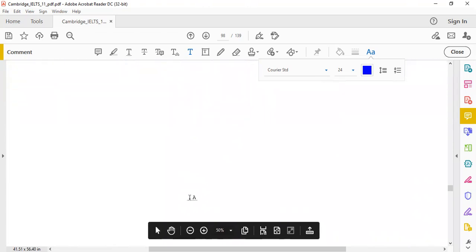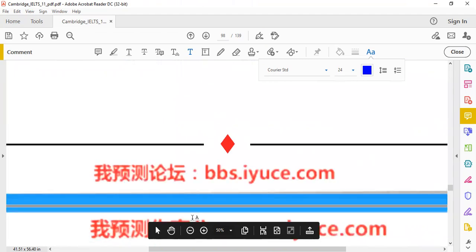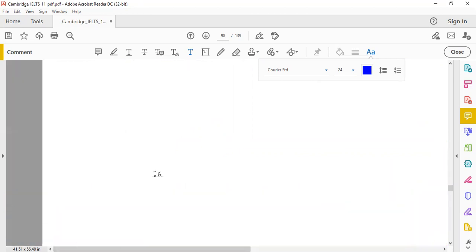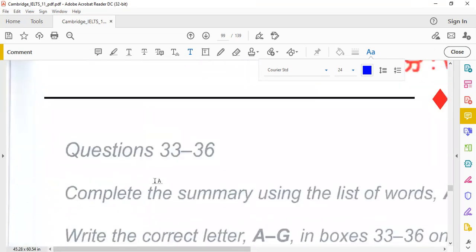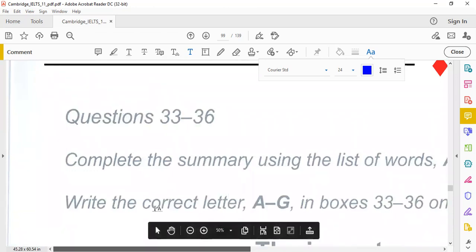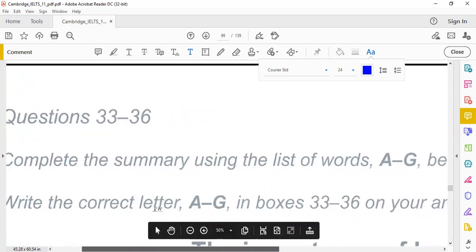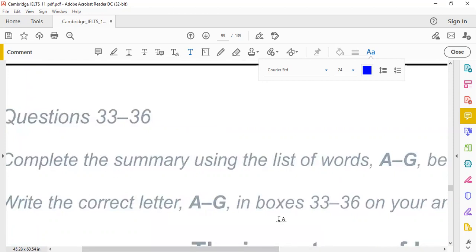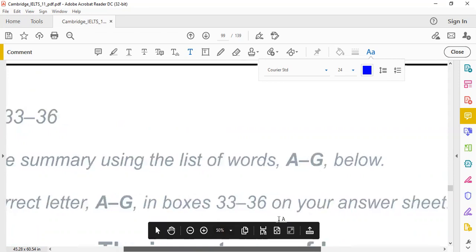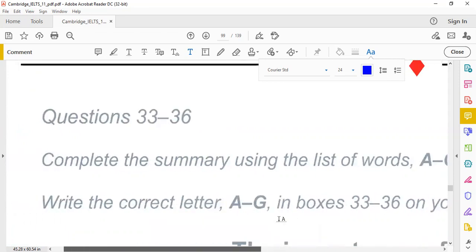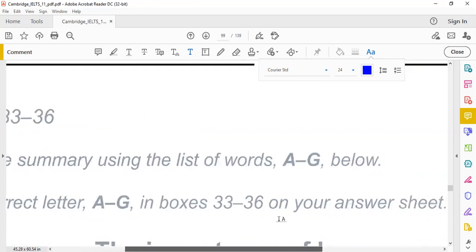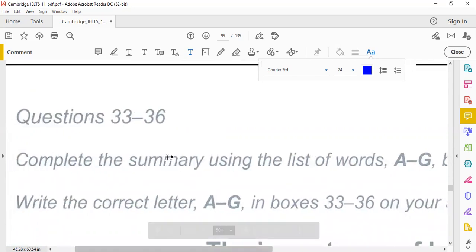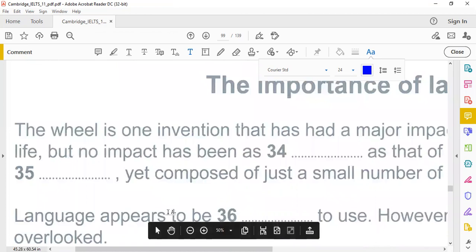Now is to see what's all paragraph. Okay, now we have question 33 to 36. Complete the summary using the list of words A to G below. Write the correct letter A to G in boxes 33 to 36 on the answer sheet. Okay, the answer sheet is a separate page, on which you collectively transfer all the answers.